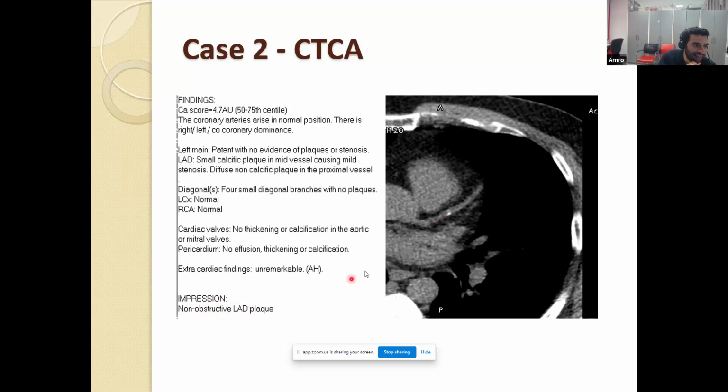We'd say this person has higher than average, because he's above the 50th centile for his age, higher than average coronary artery disease for a man of his age, even though it's non-obstructive. And so I would say this is secondary prevention.